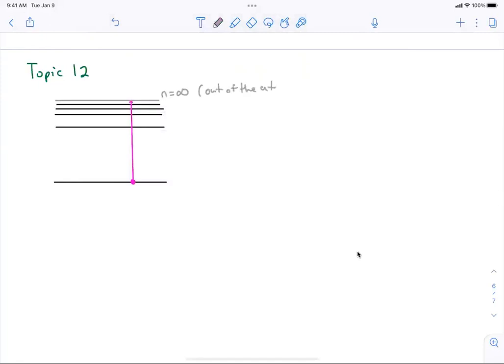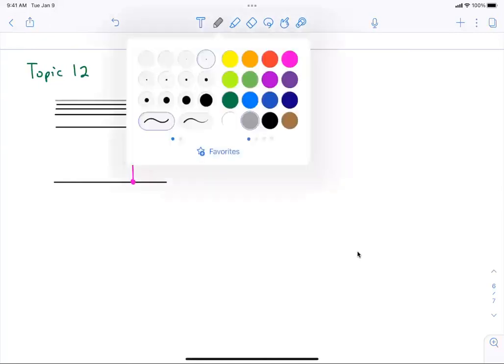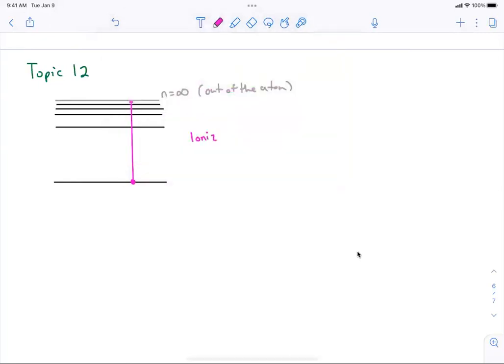Sorry, can you say that again one more time? Sure. The definition. Yeah, I'll write it down. I'll jot it down too. So ionization energy is the energy absorbed by an electron to leave an atom.